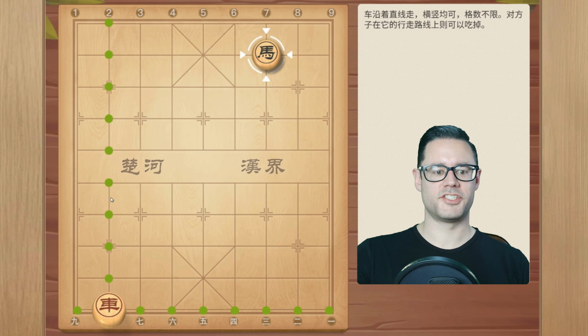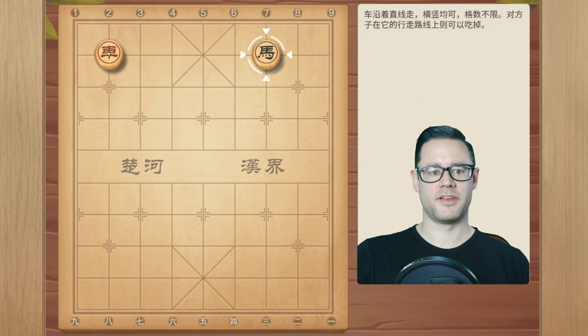Another chariot example. Chariots move like rooks. So we're going to position it on the same row as the horse and make our attack.